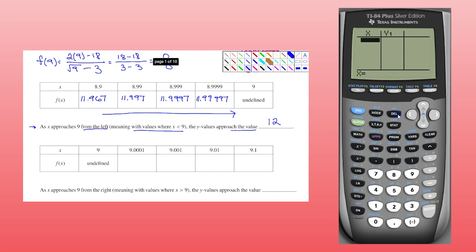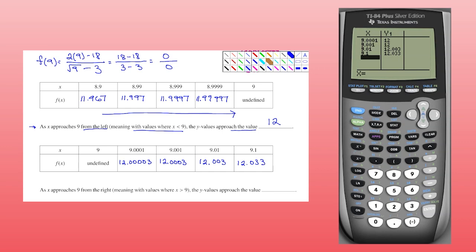Well, if I do the same thing, but now I use values on the right side of 9, I'm going to use 9.0001, and I'm going to get 12.00003. And then I can plug in 9.001 and get 12.0003. 9.01 yields 12.003. And then 9.1 is 12.033.